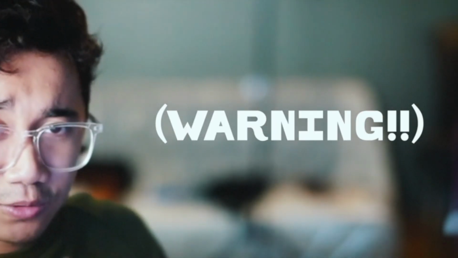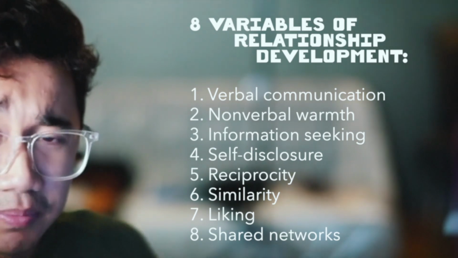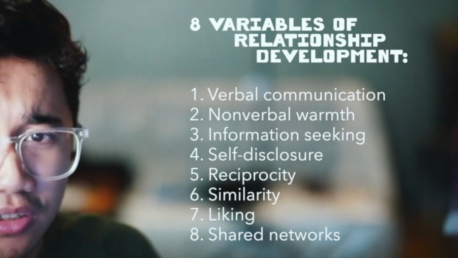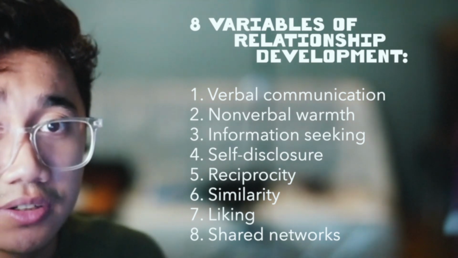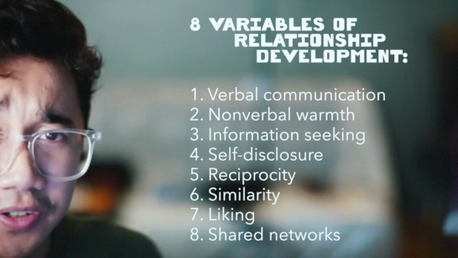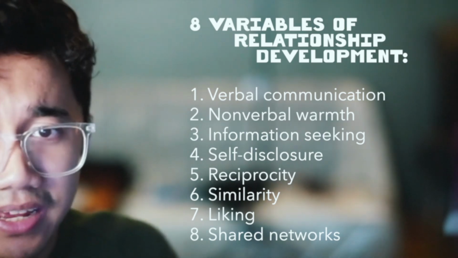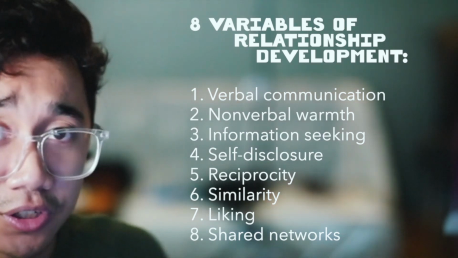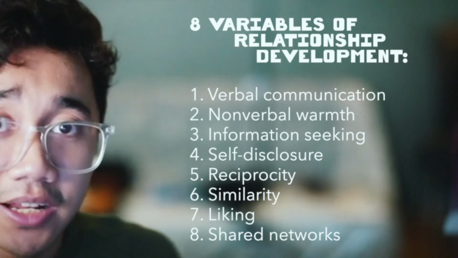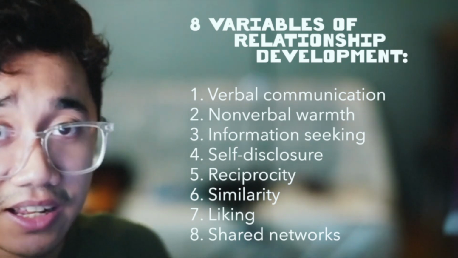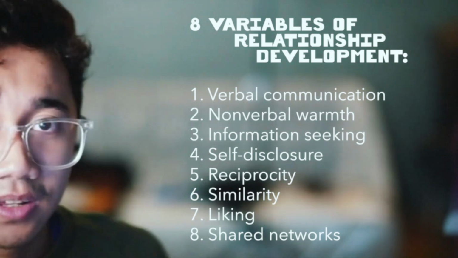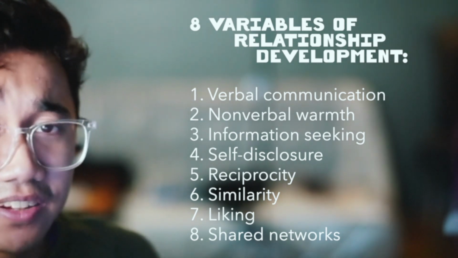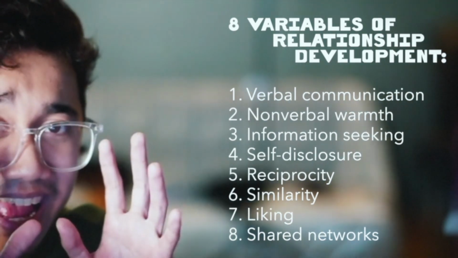Now this is where it gets a little bit complicated. These 8 variables of relationship development are methods that people use to reduce uncertainty of other people, as explained by the uncertainty reduction theory. You have verbal communication, non-verbal warmth, which are like sensory cues, information seeking, such as by asking each other questions, self-disclosure, reciprocity, similarity, like shared interests, liking or the fondness of each other, and lastly, shared networks or connections. Now, these 8 variables are identified by the authors of the theory as axioms.